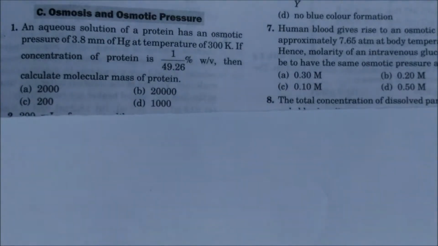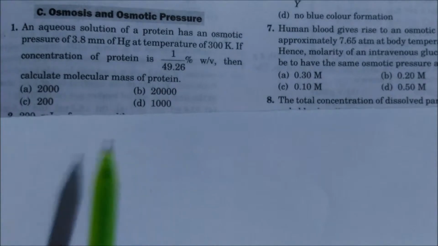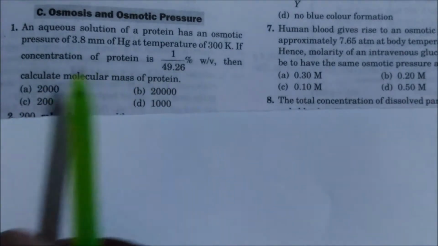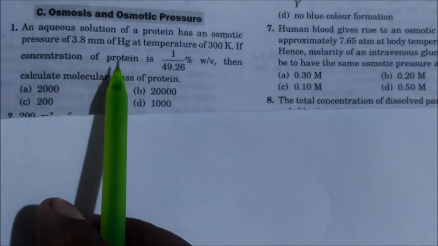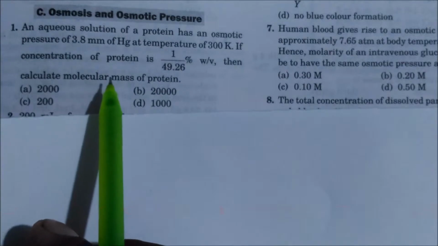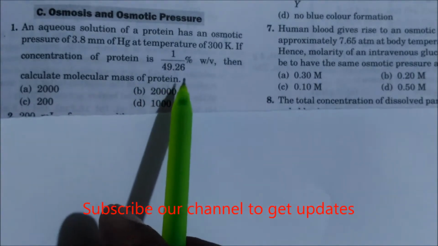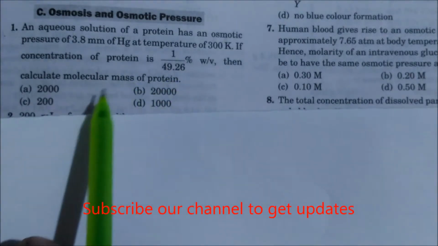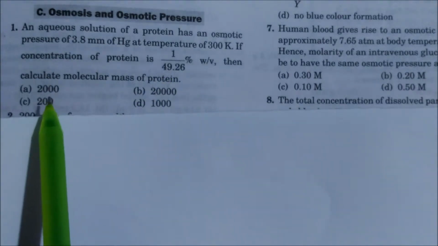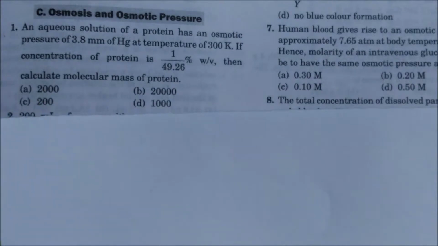Today we will solve osmosis and osmotic pressure. So these are some numericals. An aqueous solution of a protein has an osmotic pressure of 3.8 mm of mercury at a temperature of 300 Kelvin. If the concentration of the protein is 1 by 49.26% weight by volume of the solution, so the W by V percentage is given here, what is the molecular mass of the protein?